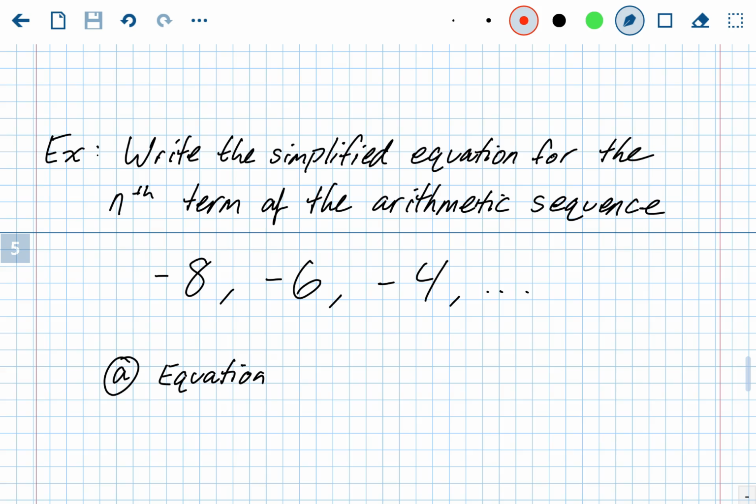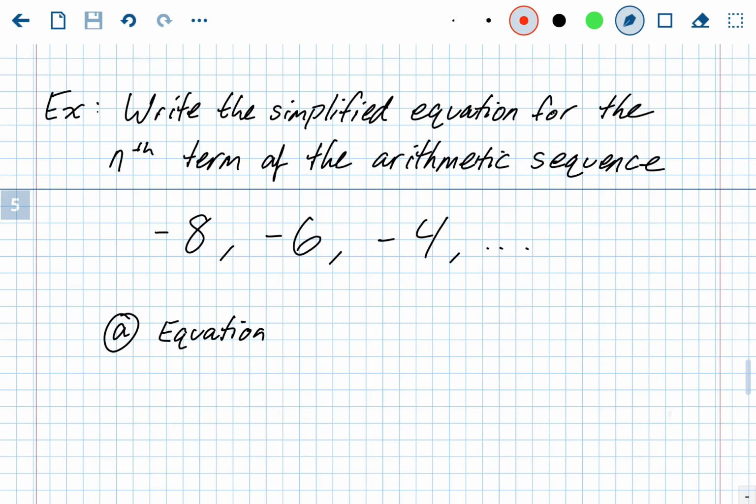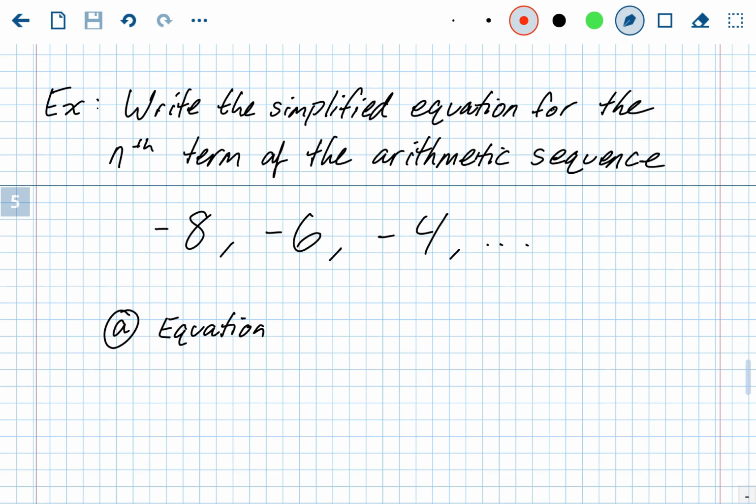Pause it and see if you could plug in the correct values and get the correct equation from them. All right, well, remember, to write an equation, we need two things. We need to know the first term, and we need to know the common difference. So we need A1, and we need D. Now, A1, again, is easy. A1 is given to us. The first term of the sequence is -8. So that means A sub 1 is -8.